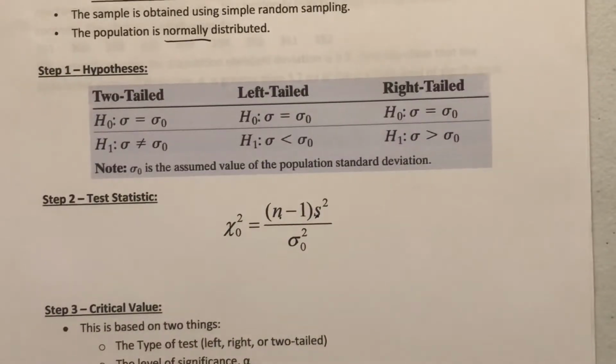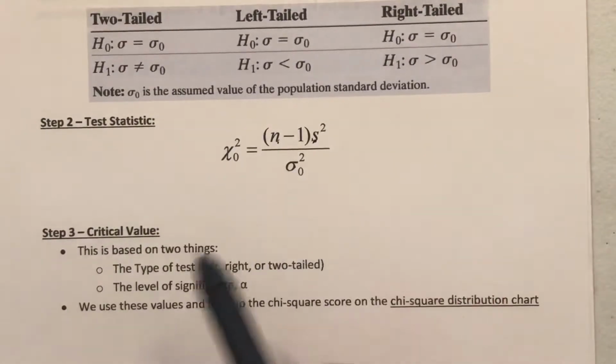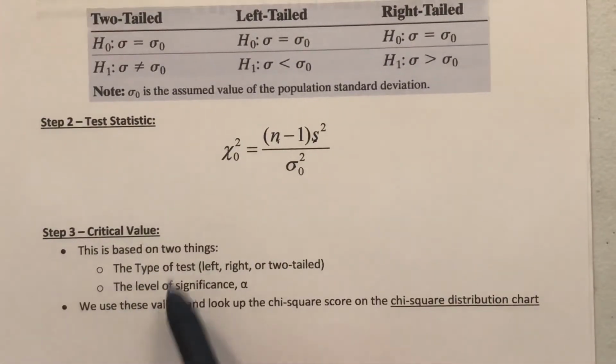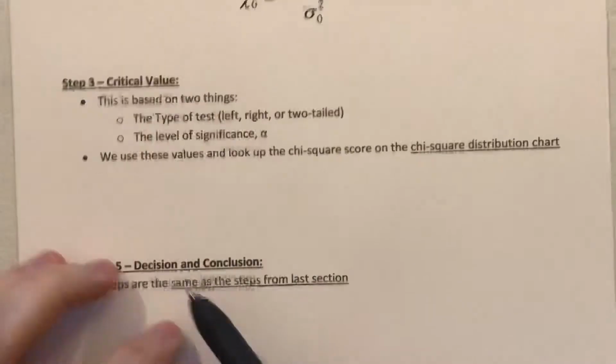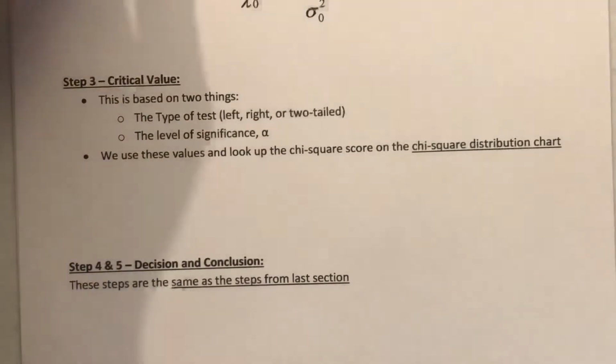We'll be using the classical approach, so we'll compare that value to the critical value, and the critical value will come from the chi-squared table, just like in the last section, the critical value came from the t-distribution table. And then in comparing those two values, we'll make our decision and state our conclusion.